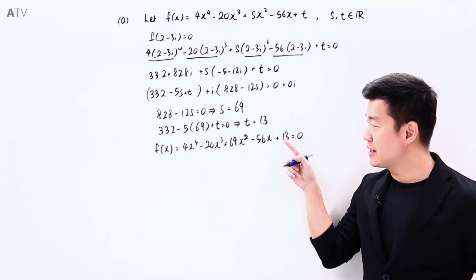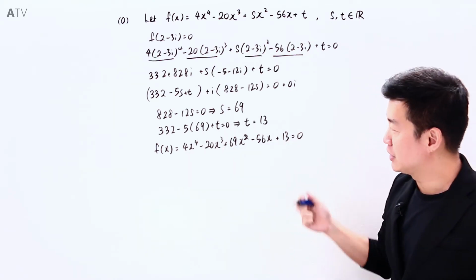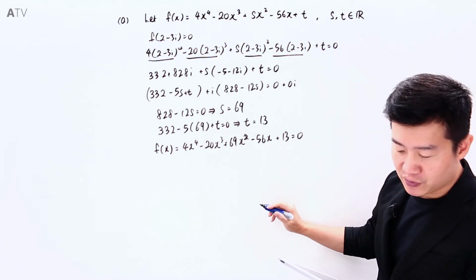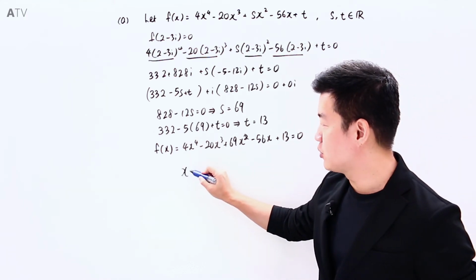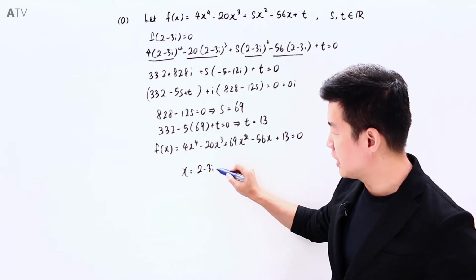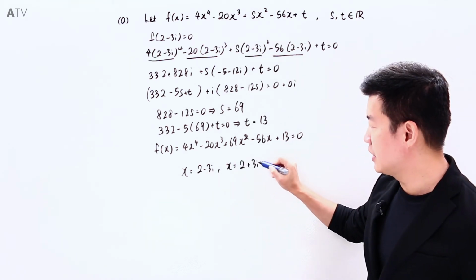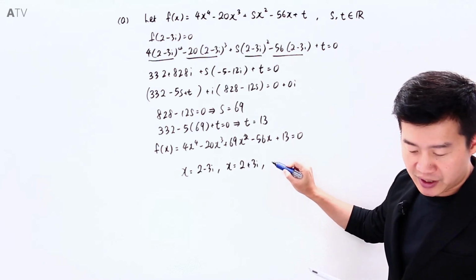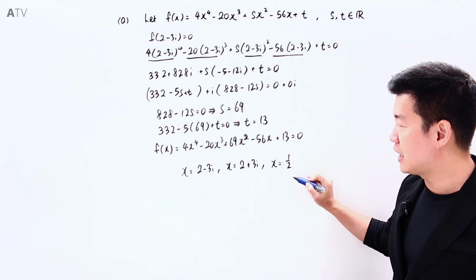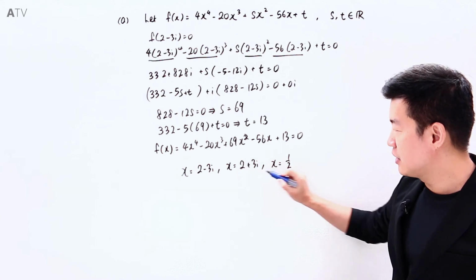And if I were to just press this into the calculator and let my calculator work out the roots of this equation for me, we will have x equal to 2 minus 3i. We will have x equal to 2 plus 3i. And from my calculator, we will also be getting x equal to half. So the other roots will be 2 plus 3i, half.